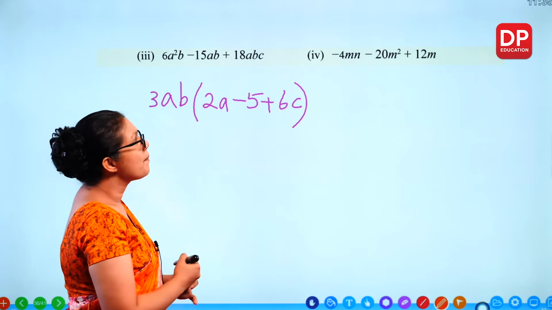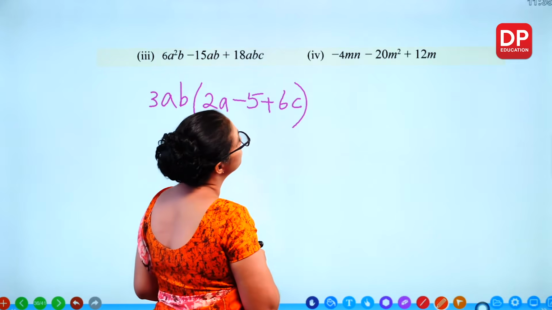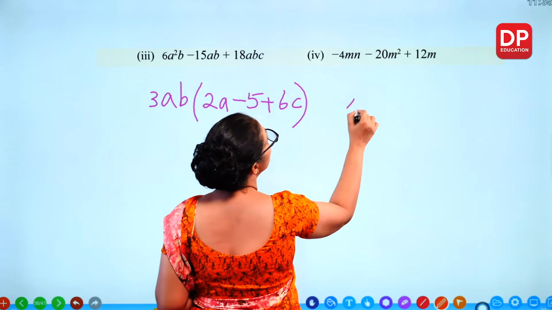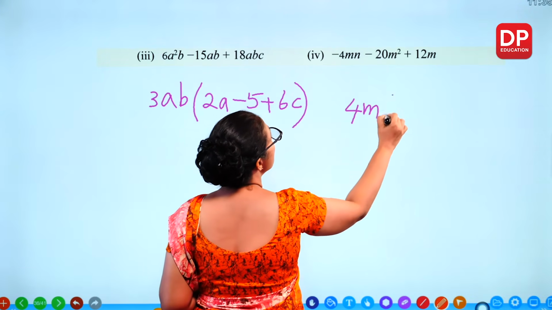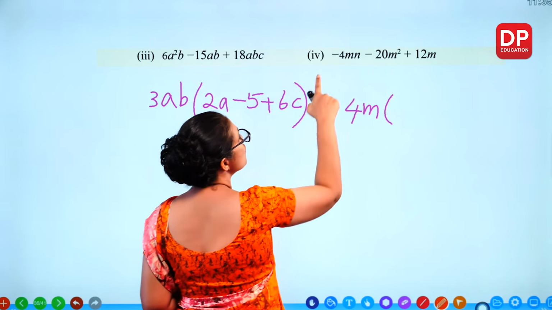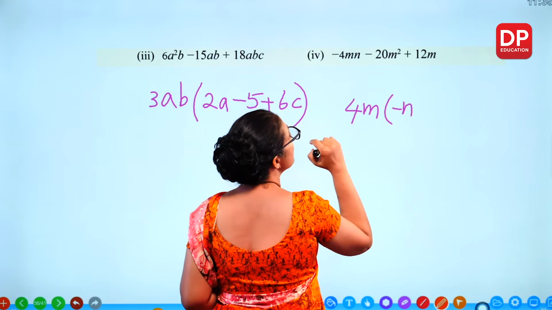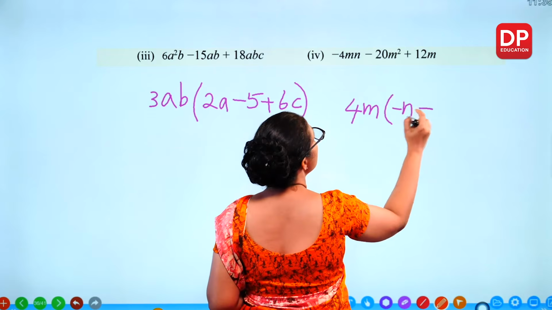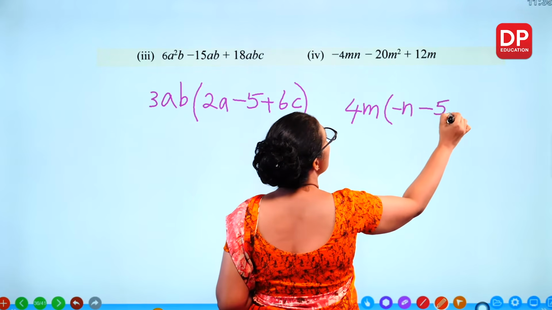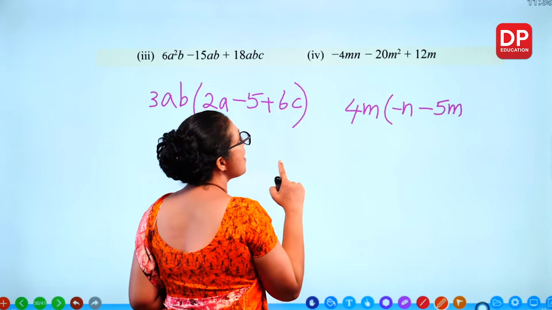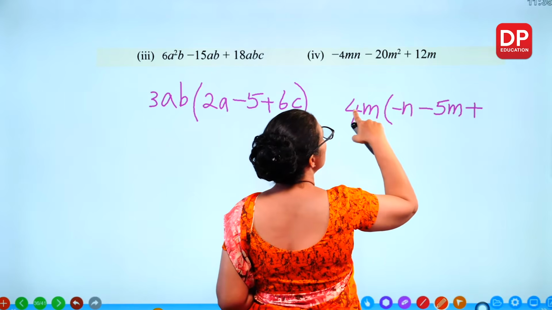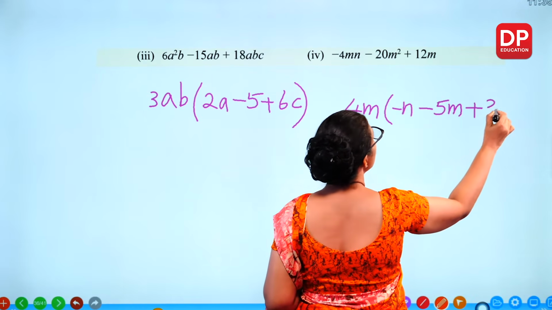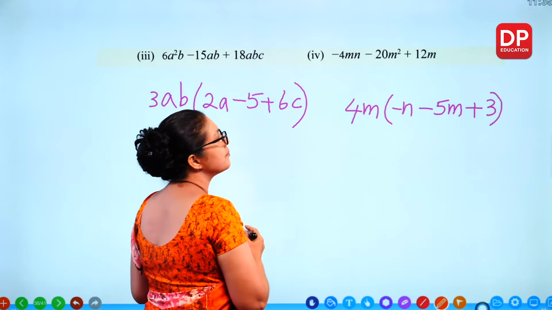Here, this one, what's common? 4m. You can take it out. So the remaining part is minus n. Here, minus 5m, and plus 4, you have already taken, so 3 is remaining.